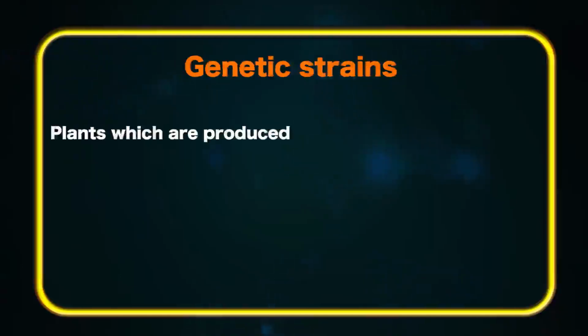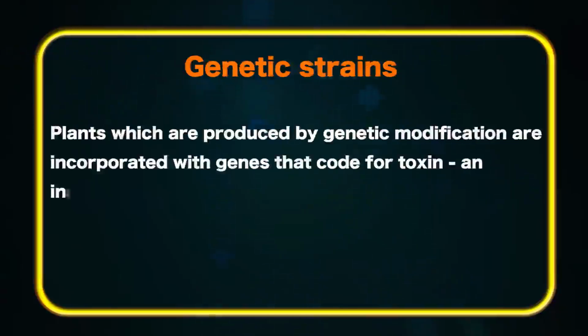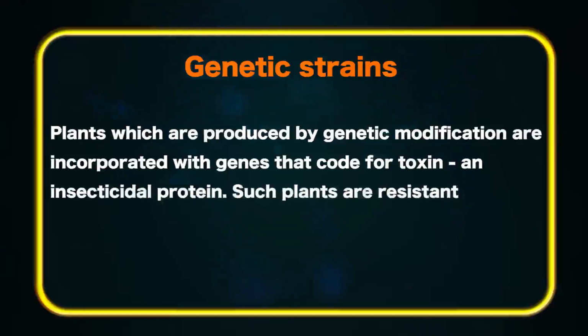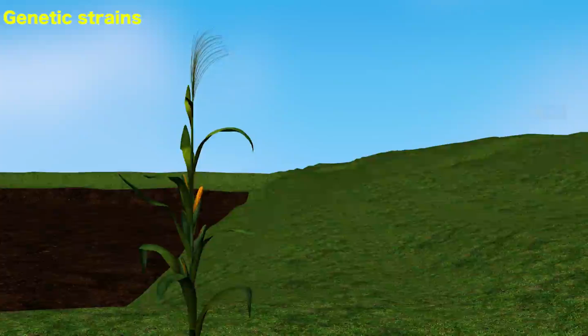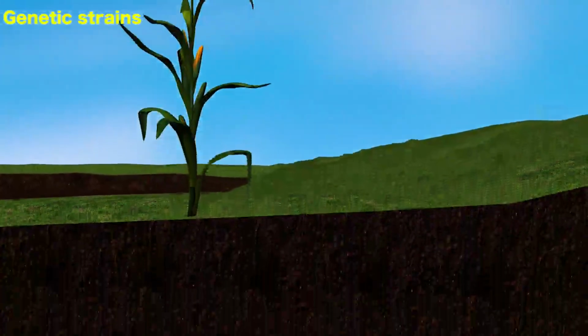Genetic strains. Plants which are produced by genetic modification are incorporated with genes that code for toxin and insecticidal protein. Such plants are resistant to insect pests. Let us see how genetically modified crops work.